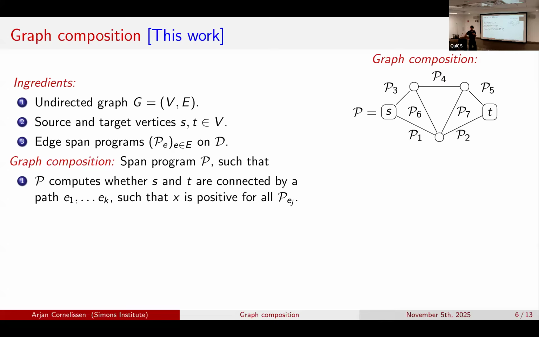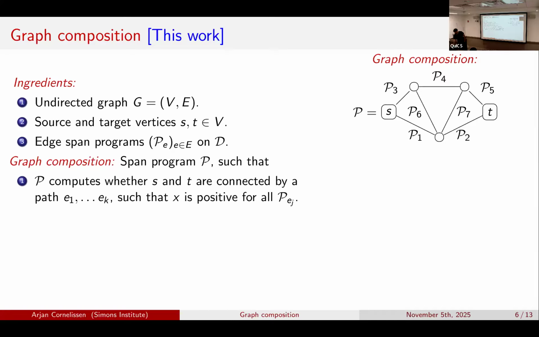Right. So let me say that again. If you take an input, all of these edges will either be positive or negative. I'm going to only consider those that are positive. Is it then possible to go from S to T? This is the function that this graph composed span program computes. Hopefully that makes sense.